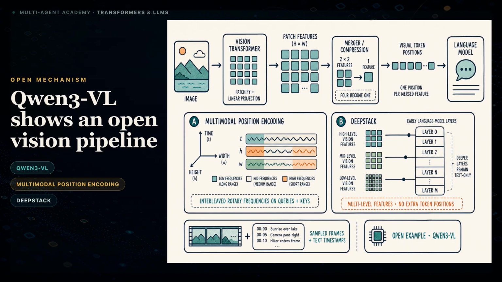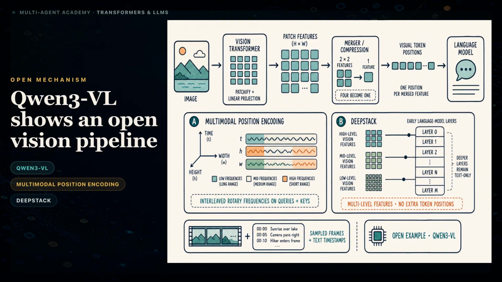Qwen3-VL gives us an open example we can inspect. Its representation path starts with a vision transformer that builds features from fixed-size image blocks. A multi-layer perceptron merger compresses and maps those visual features into embeddings for the language model. The visual embeddings occupy token positions in the model sequence.